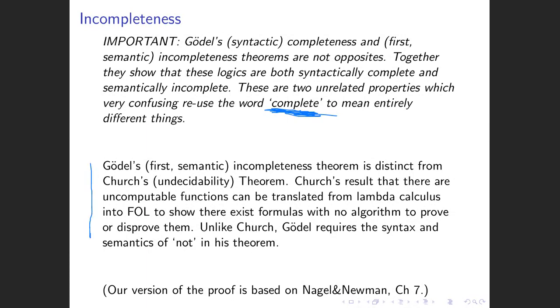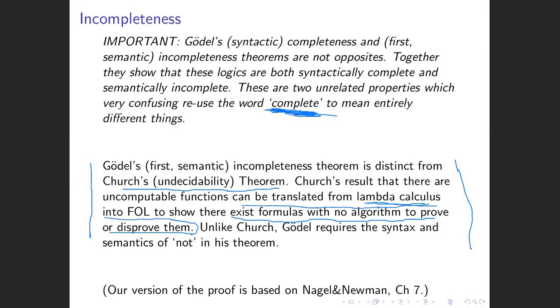Also, Gödel's first semantic incompleteness theorem is distinct from what is known as Church's theorem, or Church's undecidability theorem. So you remember Church's result we saw in the lambda calculus lecture, right? Church showed that there are uncomputable functions. There's no algorithm that can fully evaluate them. Now it's possible to translate Church's findings from lambda calculus into first order logic, and if you do that, you will get the equivalent result, but it's called Church's undecidability theorem. So this theorem is saying there are some formulas which have no algorithm which can prove or disprove them.